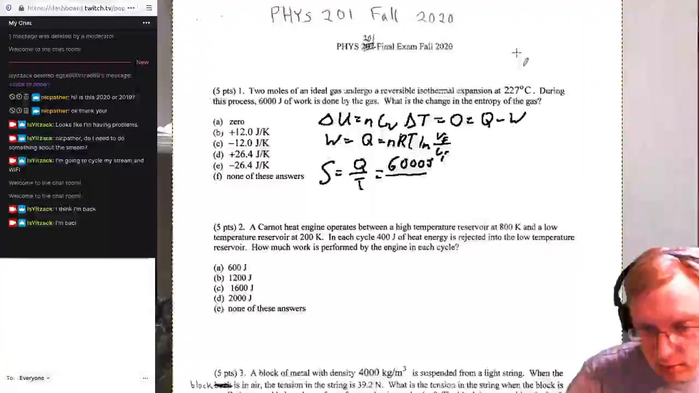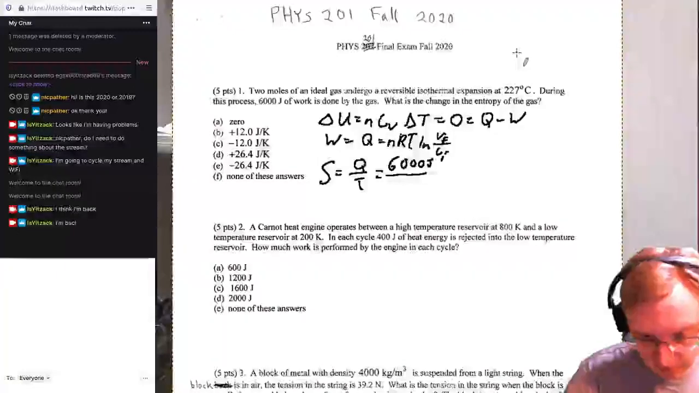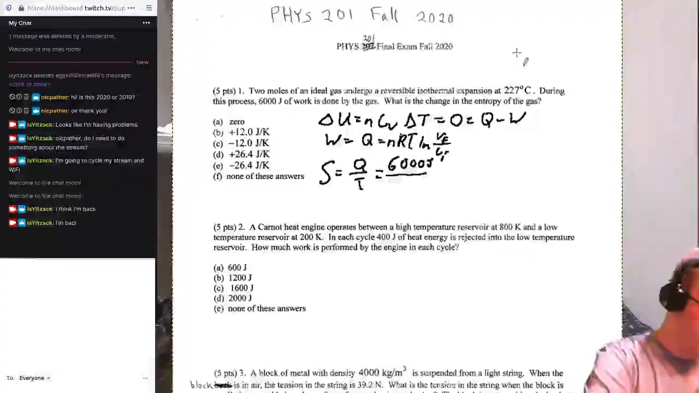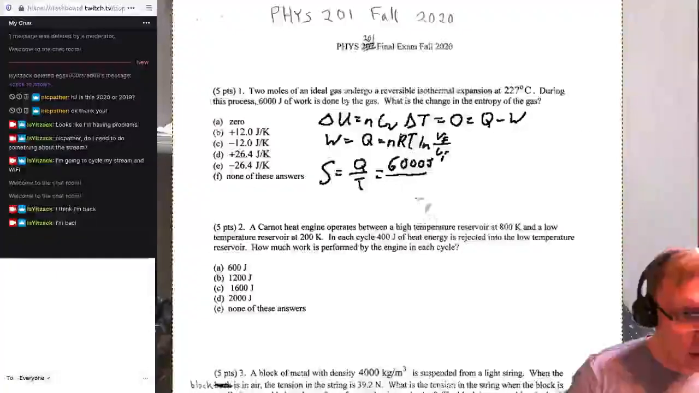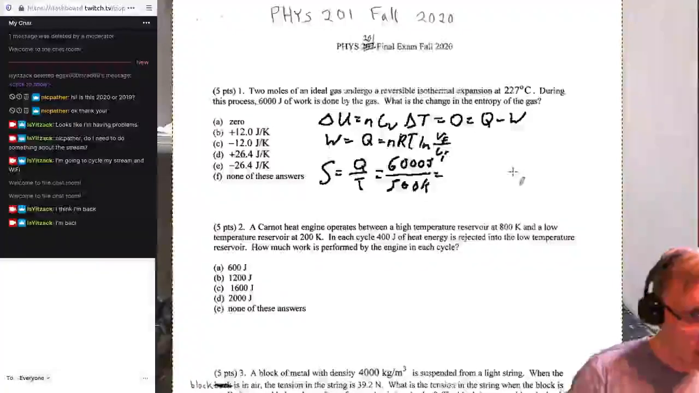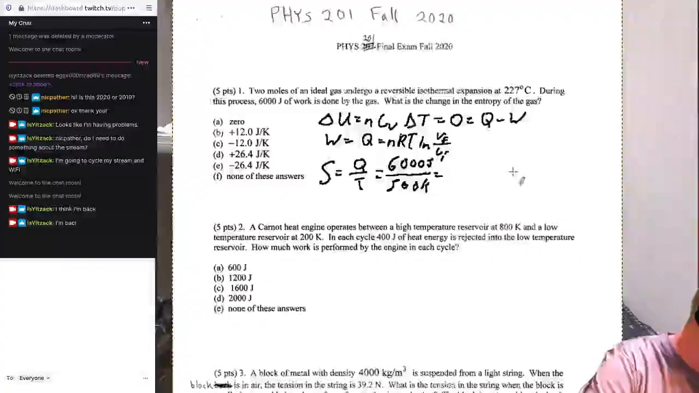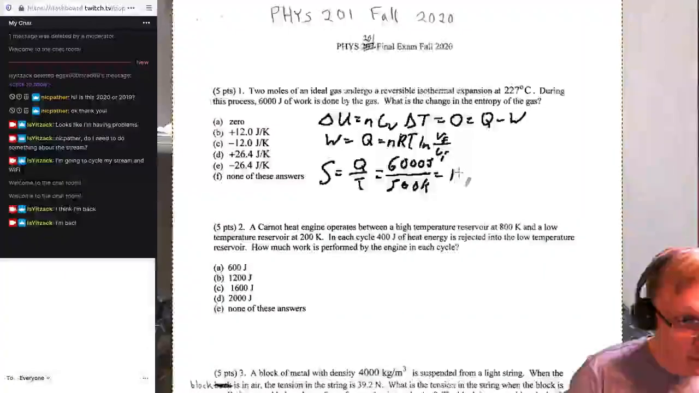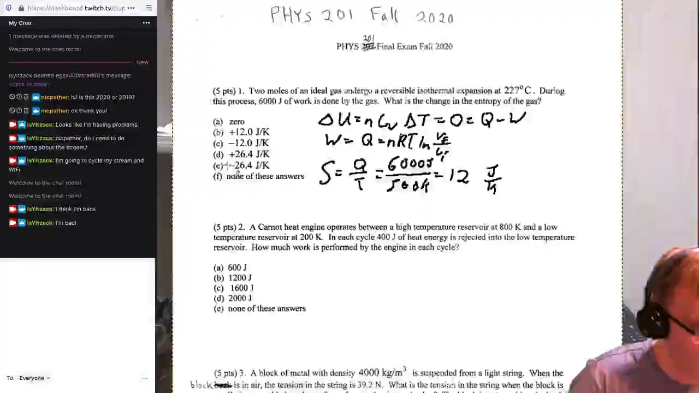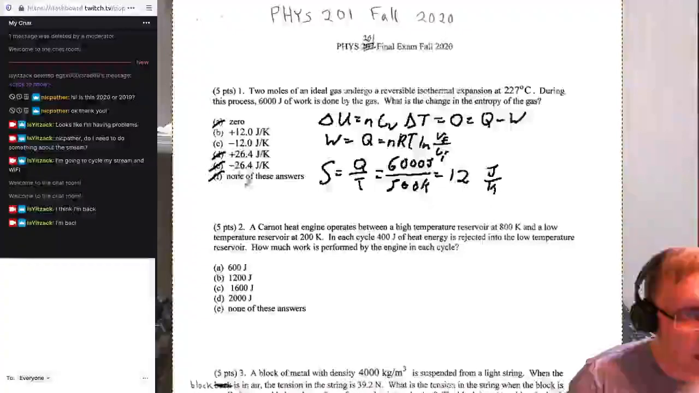273.15, let's see if we can find it. There it is. 273.15, so that is 500 Kelvin. Therefore, 6,000 divided by 500 is 12 joules per Kelvin. Okay. So it's not that, it's not that, it's not this, not that. Okay.